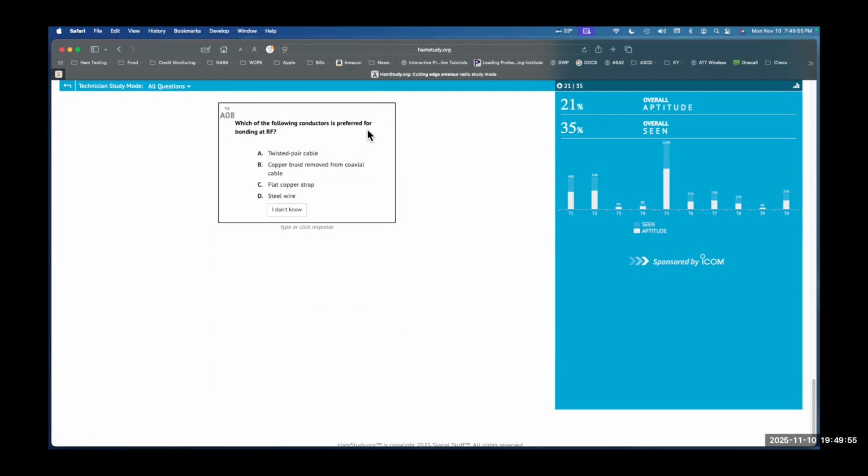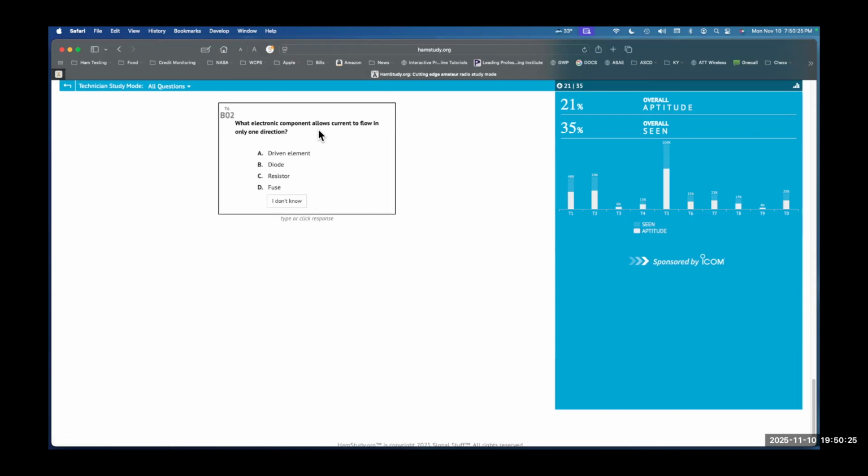Which of the following conductors is preferred for bonding at RF? Twisted pair cable, copper braid removed from coaxial cable, flat copper strap, or steel wire. Bonding, you're grounding. So what's the recommended? If you remember, a flat copper strap.